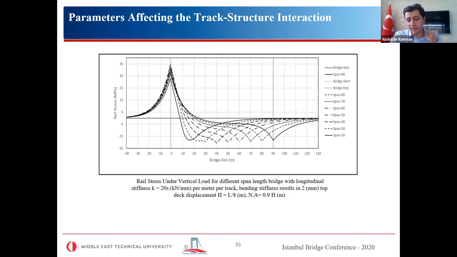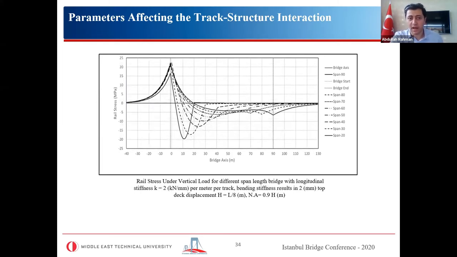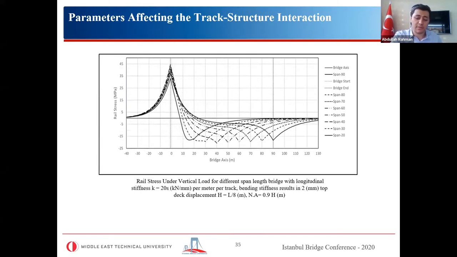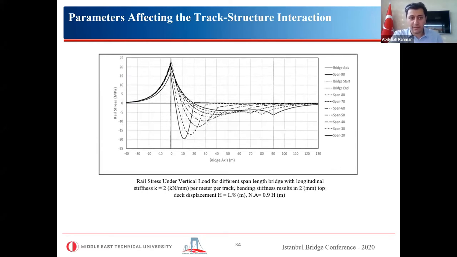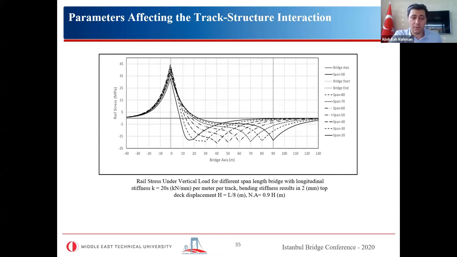The same plot I've plotted, but with a 20 kilonewton per millimeter per track stiffness. Now you can see the two charts are identical. The only difference between the two cases is the longitudinal stiffness. This one is the 2 kilonewton and this is the 20 kilonewton per millimeter per meter per track. And you can see that by increasing the longitudinal stiffness, the rail stresses are increased.